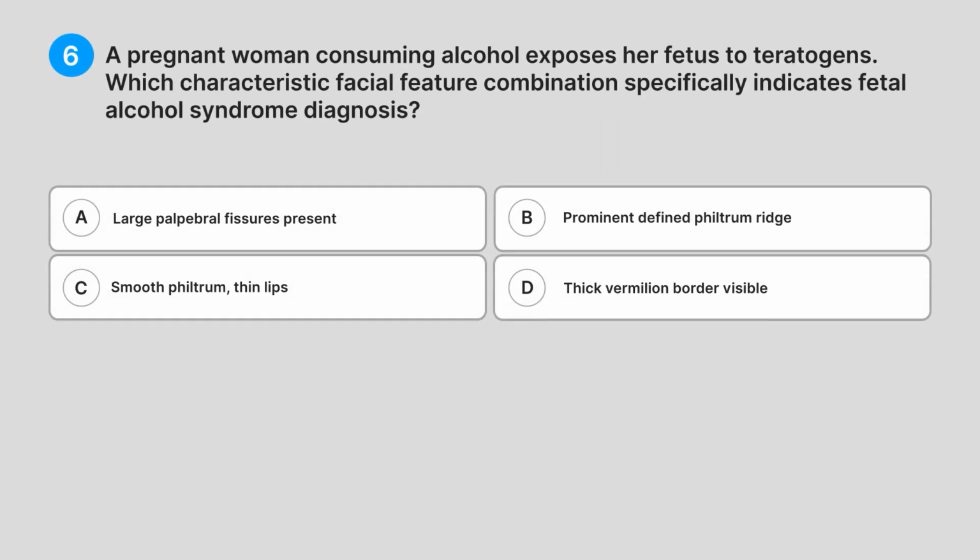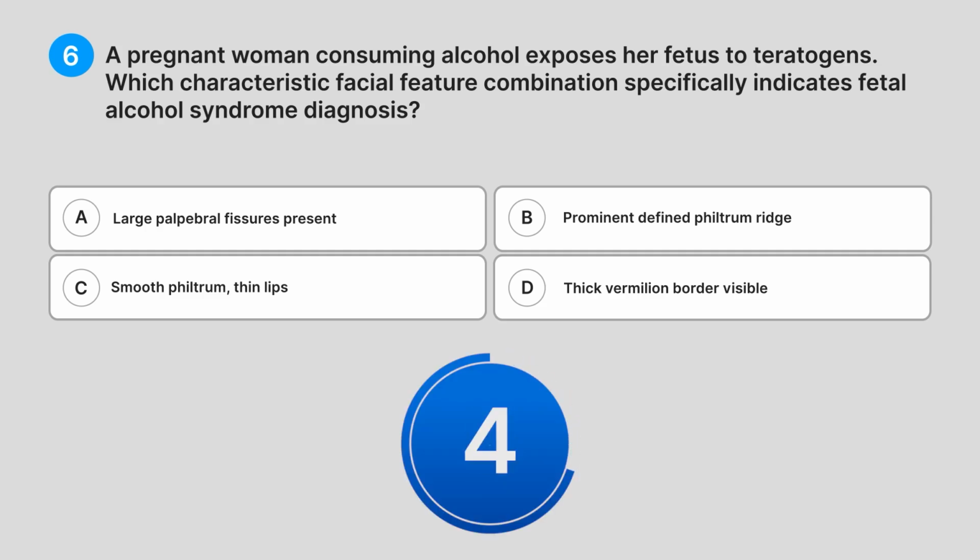6. A pregnant woman consuming alcohol exposes her fetus to teratogens. Which characteristic facial feature combination specifically indicates fetal alcohol syndrome diagnosis? A. Large palpebral fissures present. B. Prominent defined philtrum ridge. C. Smooth philtrum. Thin lips. D. Thick vermilion border visible. Do you know the answer?